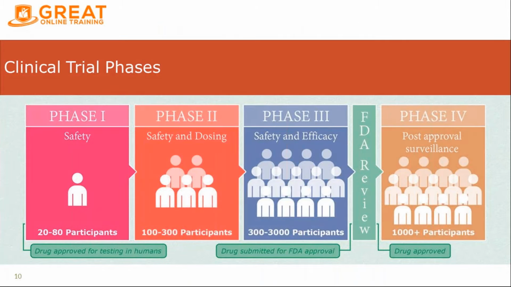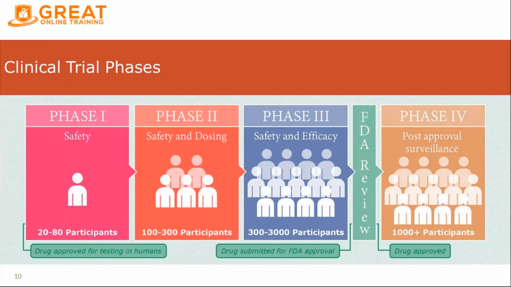So we have 4 phases. Phase 1 is generally conducted over several months. Around 20 to 80 people participate in the phase 1 trial. This phase 1 trial is about finding out about side effects and what happens to the treatment in the body.